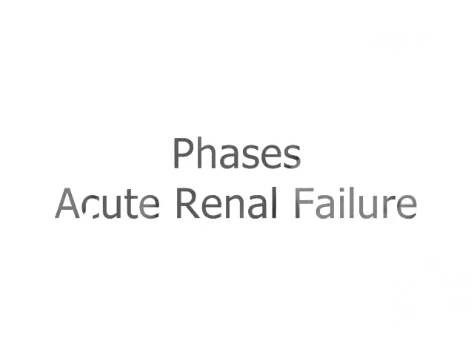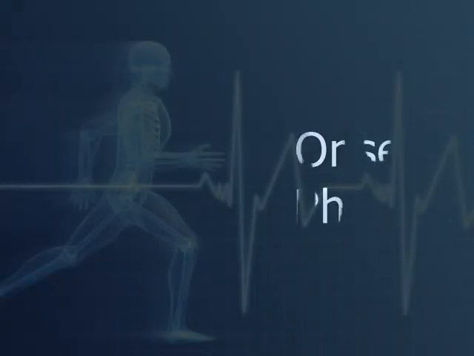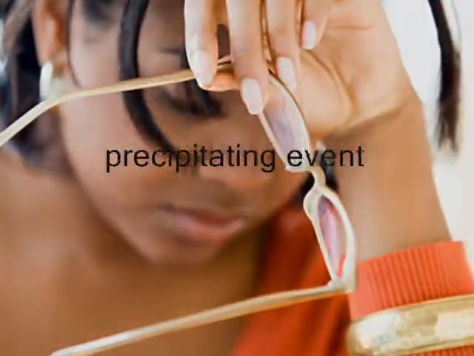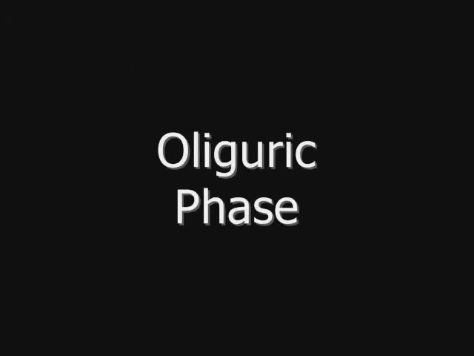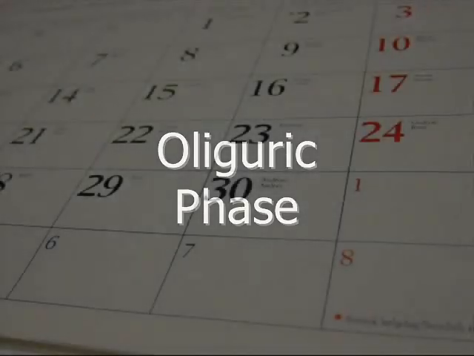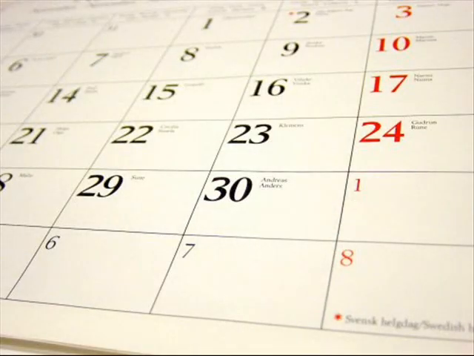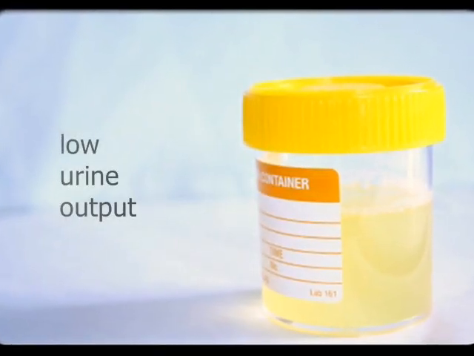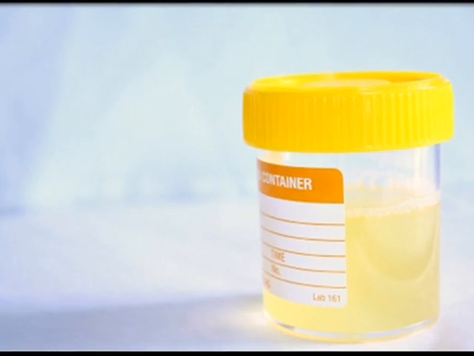Let's proceed with the discussion of the different phases in acute renal failure. Let's start with the onset phase. The onset phase begins with a precipitating event. The second phase is the oliguric phase. It involves the following: duration of 8 to 15 days. The longer the duration, the less chance of recovery. Sudden decrease in urine output. Urine output is less than 400 milliliters per day.